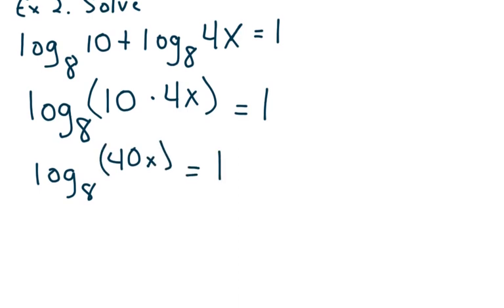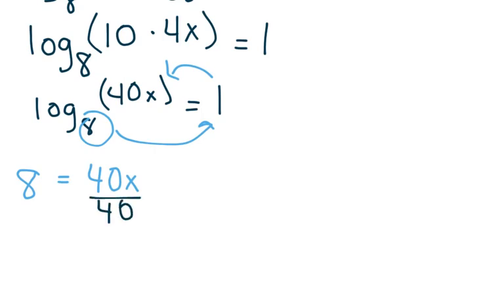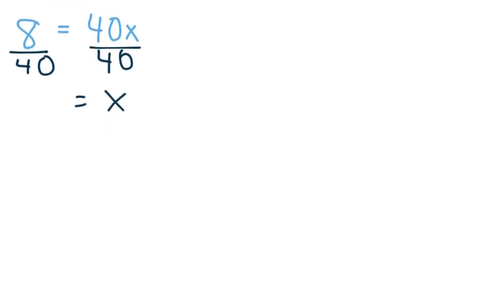Alright, we have to rewrite this as an exponential, just like we did on the last problem. So we have 8 to the first power equals 40 times x. We don't really need the x to the first power in this case because x to the first power is x. And then we solve it by dividing both sides by 40. So we get x equals 8 over 40, and we reduce the fraction. So I think 4 goes into both of those. Actually, 8 goes into both of those. 8 goes into 8 once. 8 goes into 40 5 times. So my answer is 1/5.